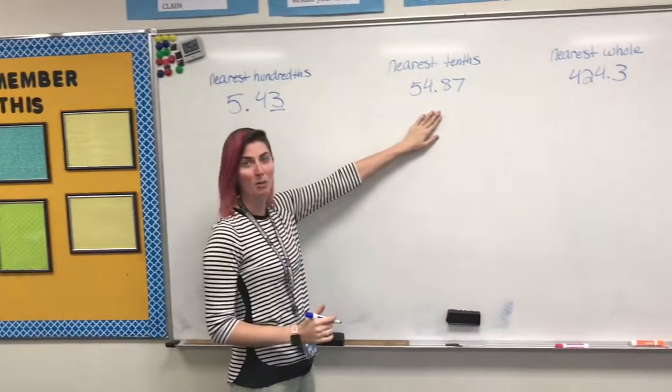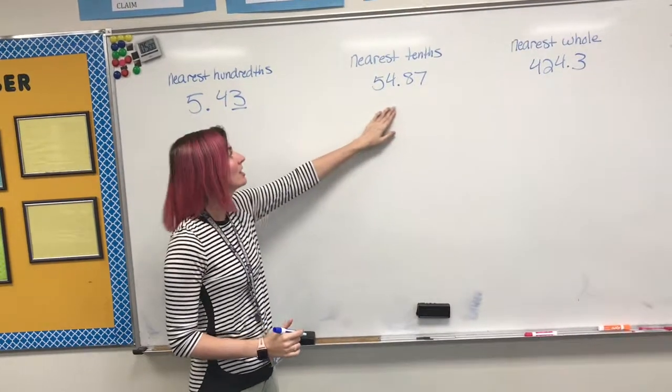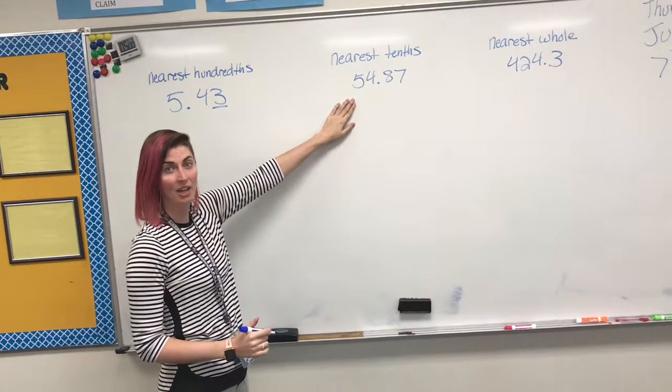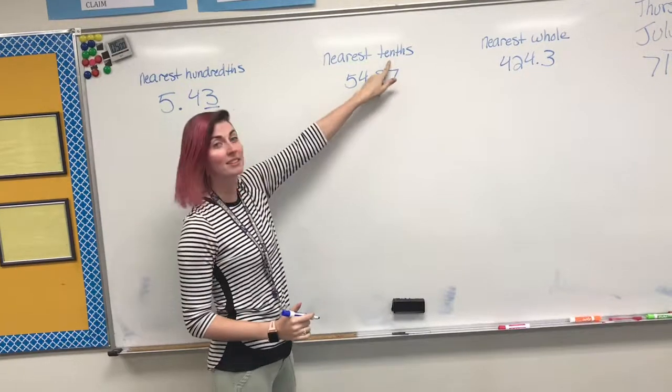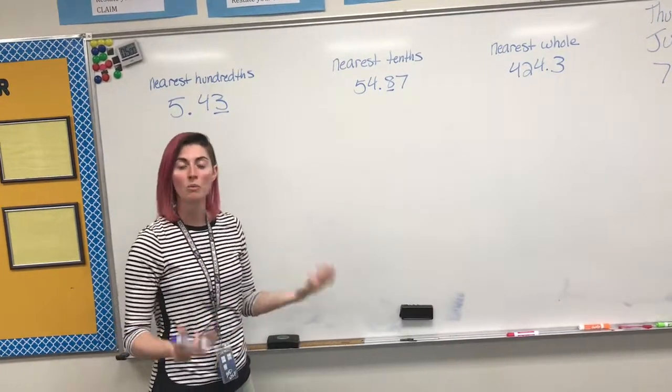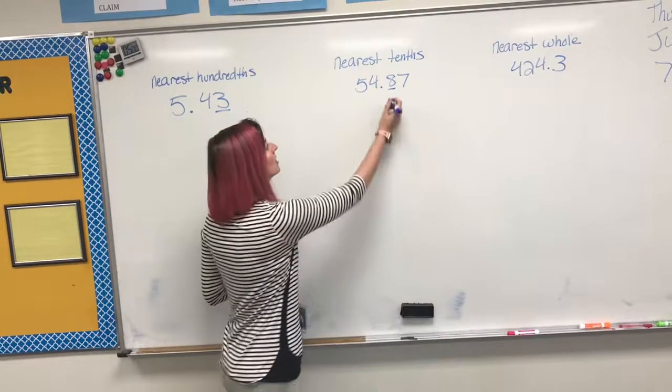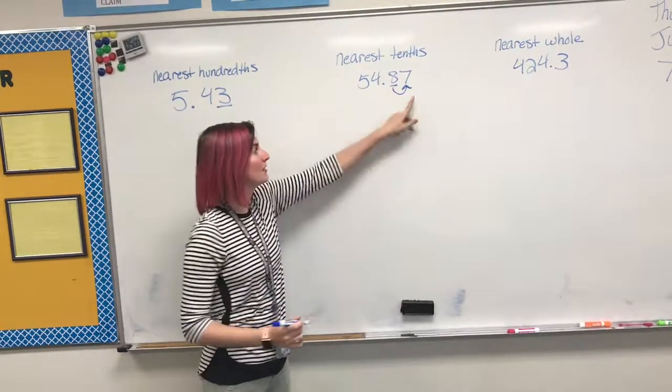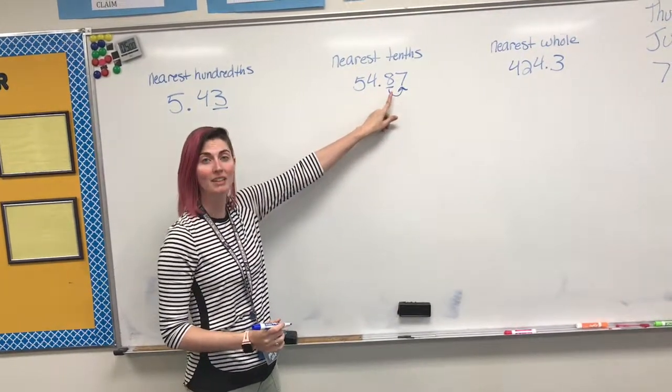In our next example, we're rounding to the nearest tenths. So I have 54 and 87 hundredths. I'm worried about the tenths, so I underline the number in the tenths place. When we round, we look to the number to the right, so I'm looking at 7. 7's going to tell me what to do to the 8.